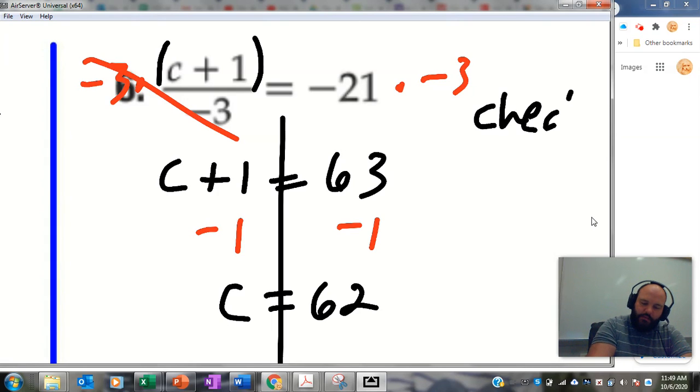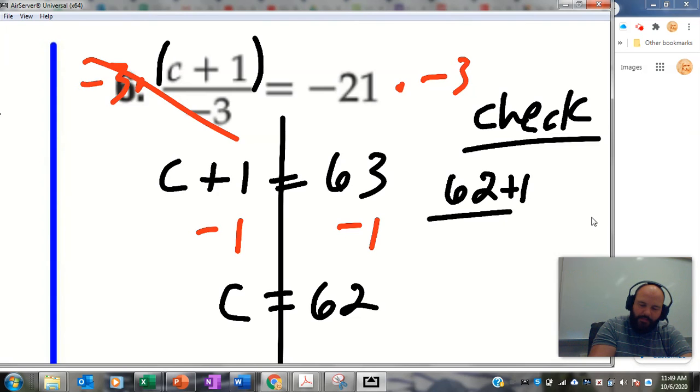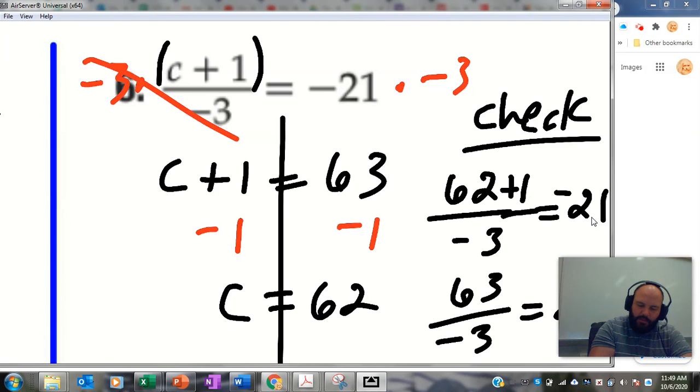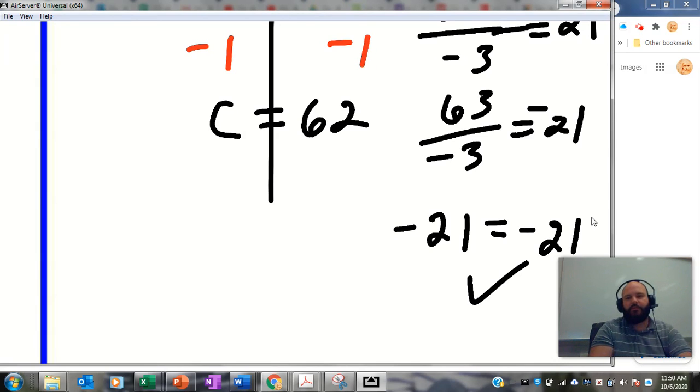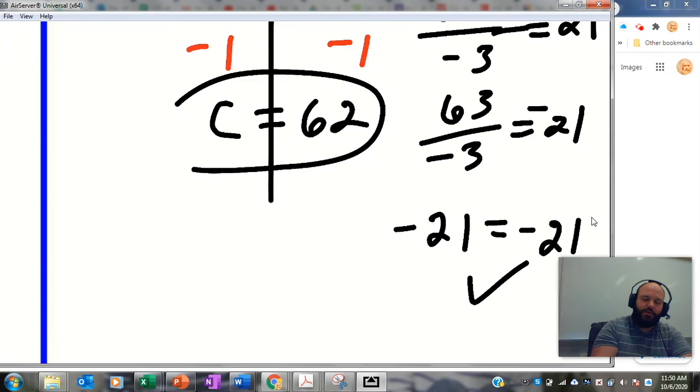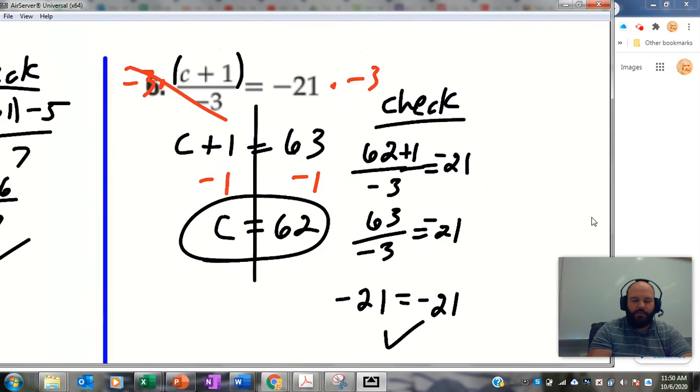Now our check, okay, so that's our solution. Our check, we have c plus 1, so c is 62 plus 1 divided by -3, and hopefully that equals -21. We'll see. So 62 plus 1 is 63 divided by -3 equals -21. A positive divided by a negative is indeed negative, and 6 divided by 3 is 2. 3 divided by 3 is 1. And would you look at that? -21 equals -21. So it worked, and our solution of c equals 62 was correct.